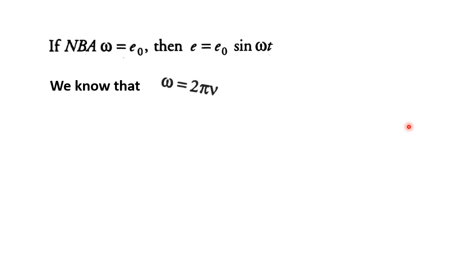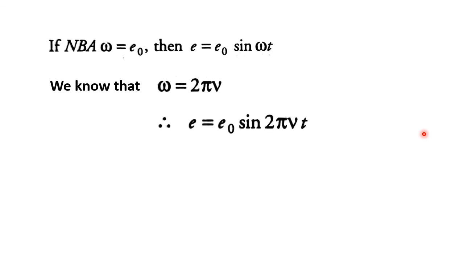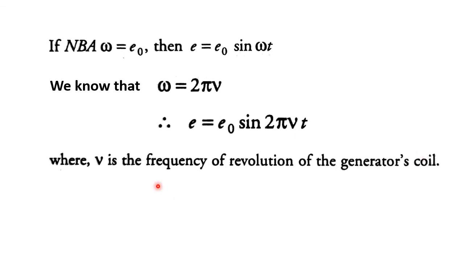Now we know that omega is nothing but 2 pi into nu. Actually omega is 2 pi by T, and 1 by T is nothing but the frequency nu. So omega equals 2 pi nu. If you substitute 2 pi nu instead of omega, then E equals E naught sin(2 pi nu t). So this is the expression for the EMF induced by the AC generator in terms of frequency. Here nu is the frequency of revolution of the generator coil, mentioned as a symbol.